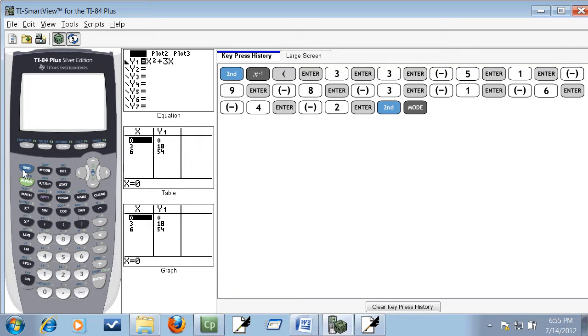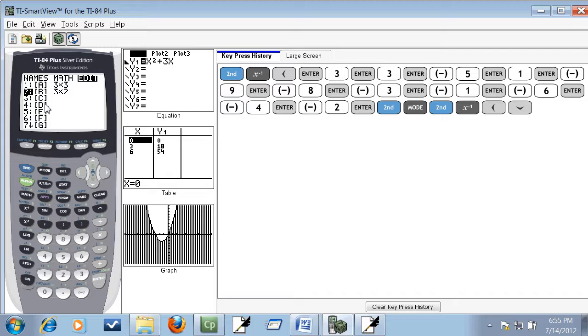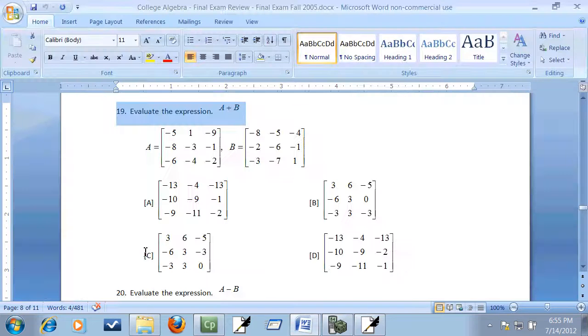Now after you get that matrix entered in, be sure to exit out, so do a second mode. Go back in your matrix menu. So I'm going to do second x and negative 1. That's actually your inverse button, not your x and negative 1. Left arrow over to edit, and then down arrow and highlight B and press enter on it. And then 3 enter, 3 enter. It's rows by columns, 3 by 3.